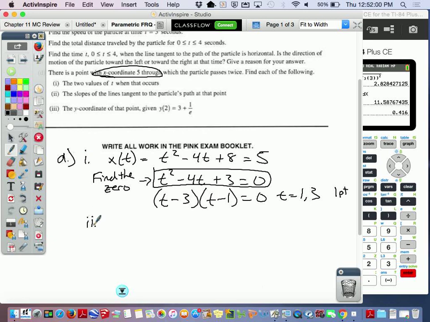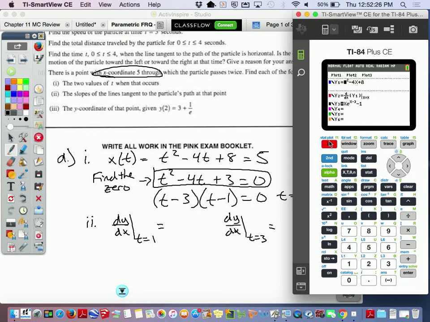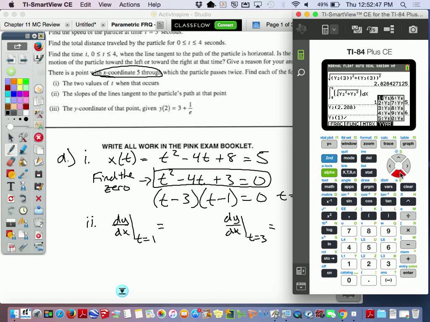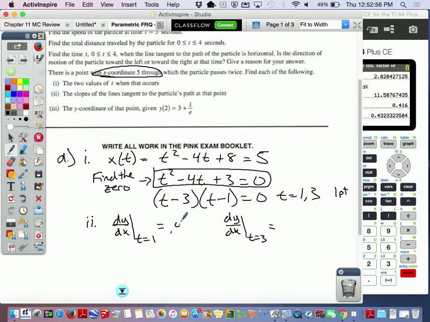Part 2 of part D says find the slopes of the lines tangent to the particle's path at that point. Again, we want to use our calculator. So we're looking for dy dx at t equals 1, and dy dx at t equals 3. Our calculator has the elements we need for dy dx. We know that y prime is in y3 and x prime is in y2. The way that I can quickly get the slopes is by doing alpha trace of y3 of 1 divided by y2 of 1. And that gives me that value. That's 0.432. Because remember, dy dx is just y prime over x prime.